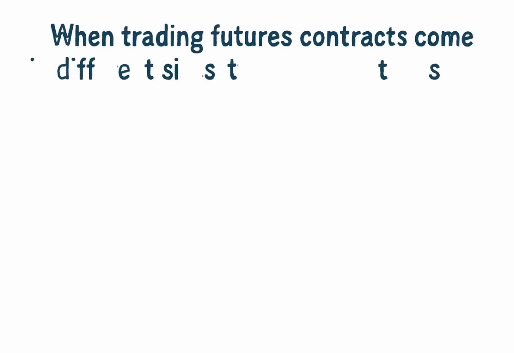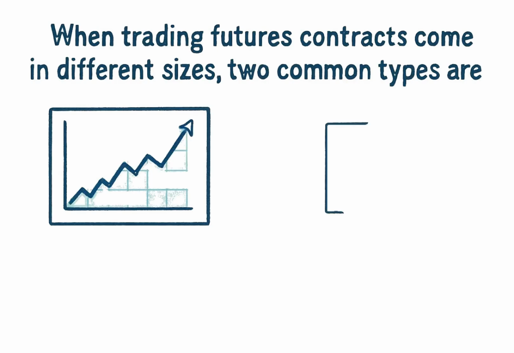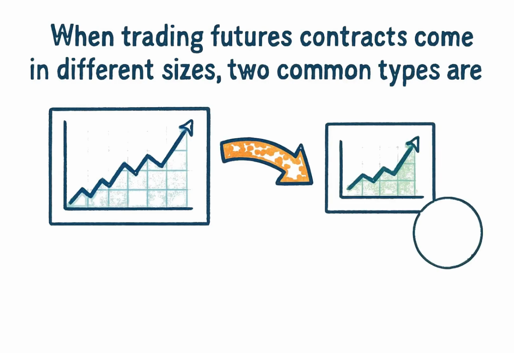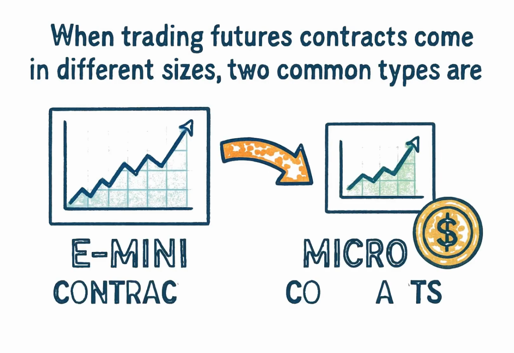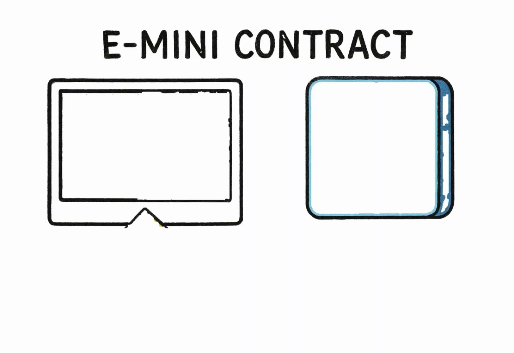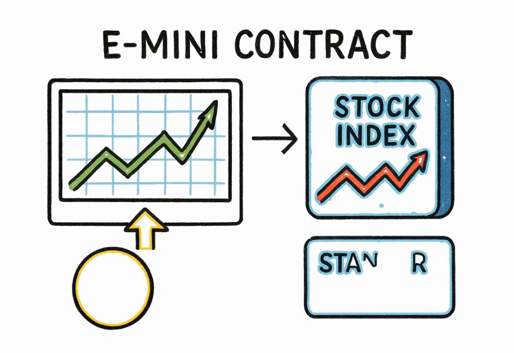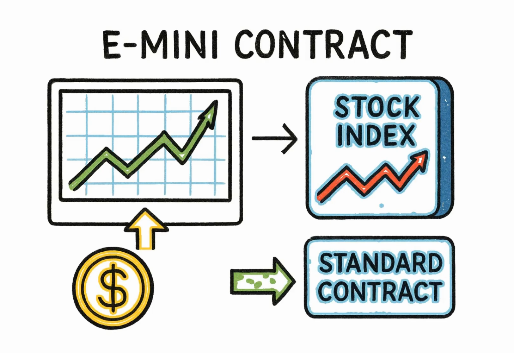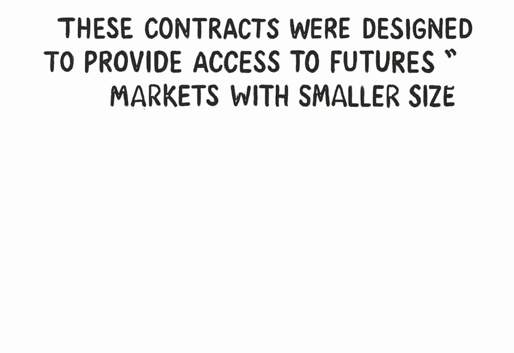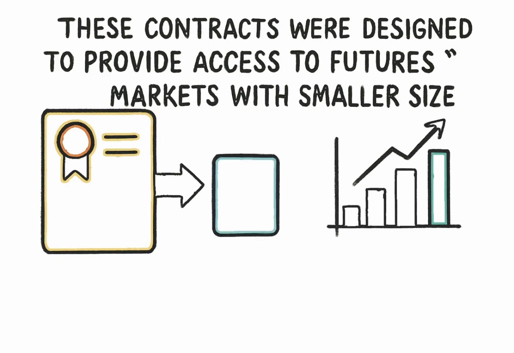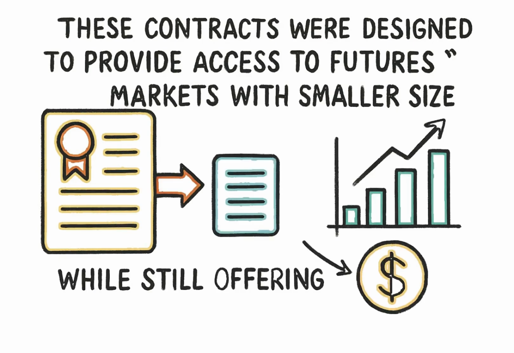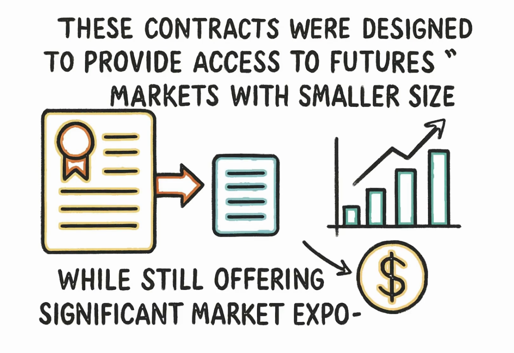When trading futures, contracts come in different sizes, and two common types are emini contracts and micro contracts. An emini contract represents a standard-sized futures contract that tracks the price movement of an underlying market, such as a stock index. These contracts were designed to provide access to futures markets with smaller size than older full-sized contracts, while still offering significant market exposure.